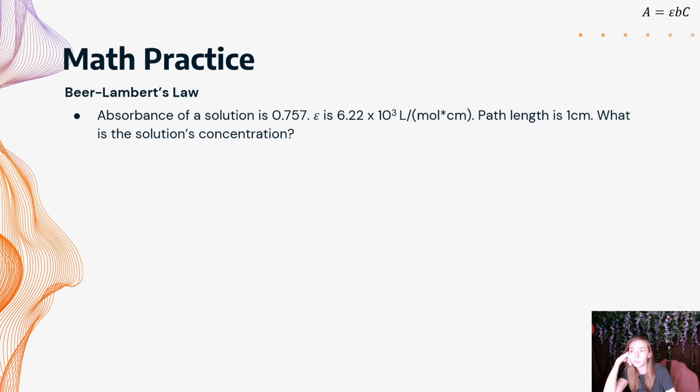The absorbance of a solution is 0.757. Epsilon, or molar absorptivity, is 6.22 times 10 to the third liters per mole centimeter. This is constant for each analyte, but ignore what I just said. Anyway, path length is 1 centimeter. What is the solution's concentration?